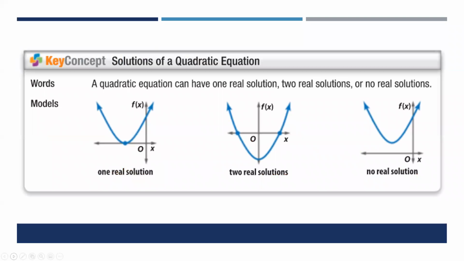All right. And then you're being asked for solutions of a quadratic equation. So there'll be times where you have one solution. That means the vertex of the parabola is right on the x-axis. A lot of times you'll have two real solutions, where the parabola crosses the x-axis at 2 different points. And then when you have no real solution, that's because the parabola is either above or below the x-axis, and it never actually crosses the x-axis. Okay.